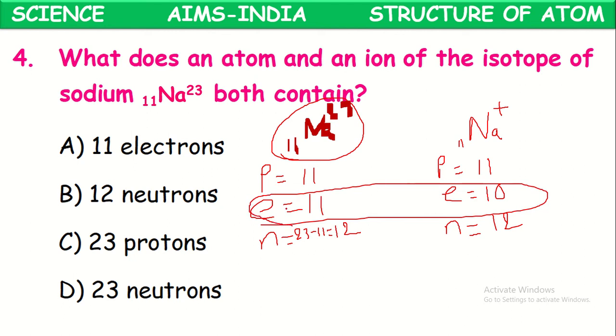Now what they are asking is, what is common for these two? Do both have the same number of protons, that is 11 protons? Is it mentioned? No. Both have the same number of neutrons, that is 12 neutrons. Is it here? Yes. Both have the same number of neutrons, that is 12 neutrons. This is common for the sodium atom and the sodium ion.